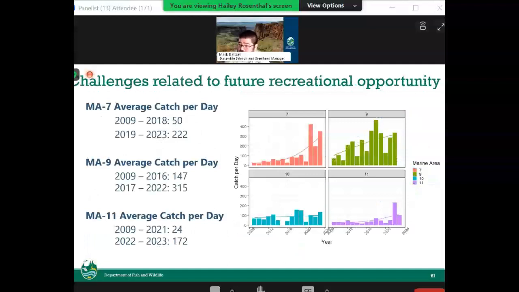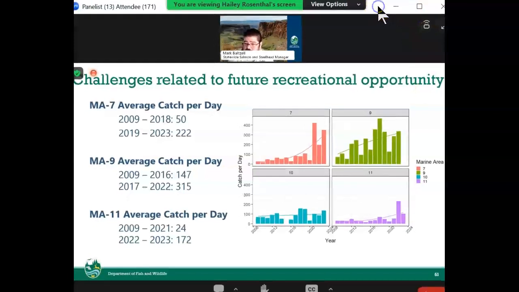So a couple slides here to wrap up, and I think this has been demonstrated by Derek a little while ago, but we wanted to talk through a little bit more some of the challenges that we're seeing in the data and the trends within these fisheries. What you're seeing on the screen here is 4 different marine areas: 7 in red, 9 in green, 10 in the teal blue color, and 11 in the purple violet color. Really what we want to represent to you is the increasing catch per day in each of these areas that we're seeing in most recent years' trends.